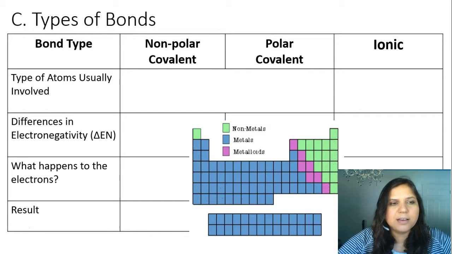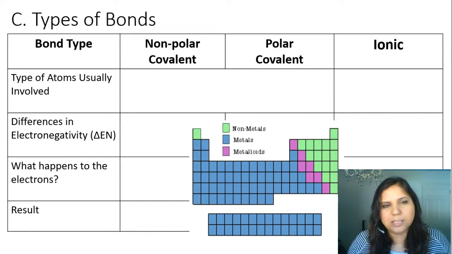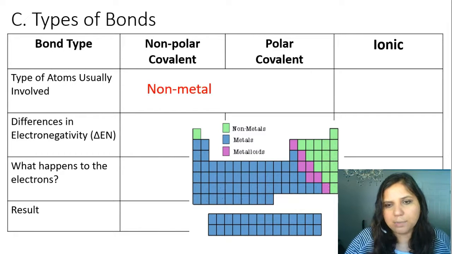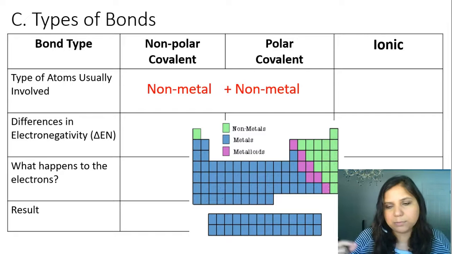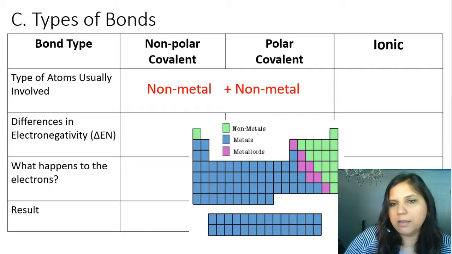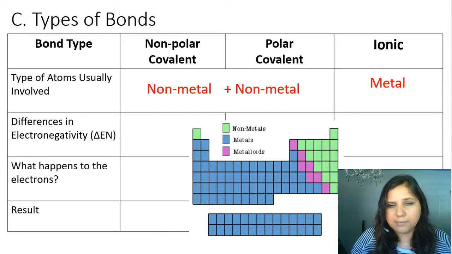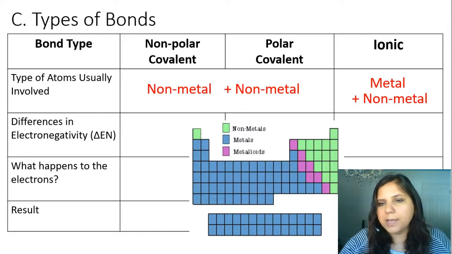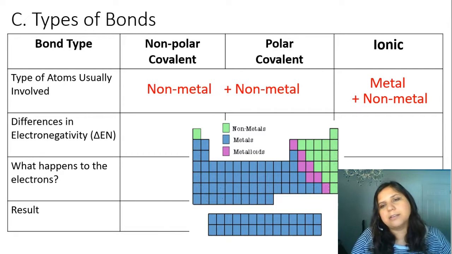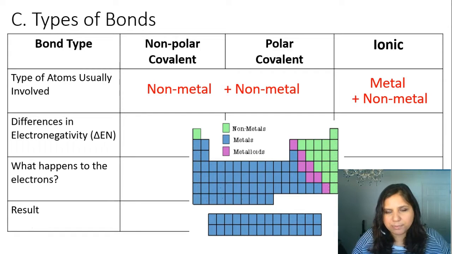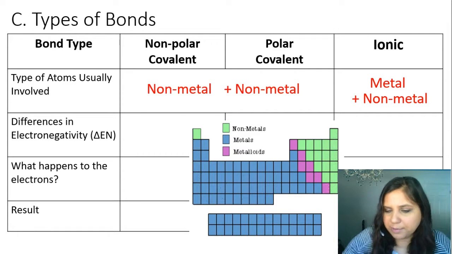So what types of atoms usually get put into covalent bonds are just nonmetals. For example, H2O is made up of hydrogen and oxygen. It's a nonmetal plus a nonmetal that creates a covalent bond, usually. For ionic bonds, we take something that has a very low electronegativity and we add it to something with a very high electronegativity, a nonmetal, and you form an ionic bond: metal plus nonmetal.